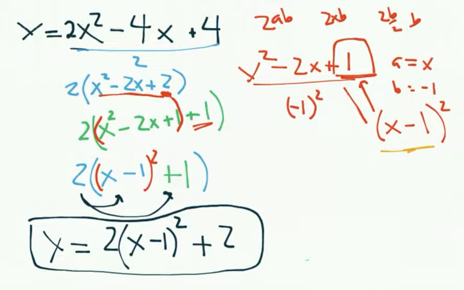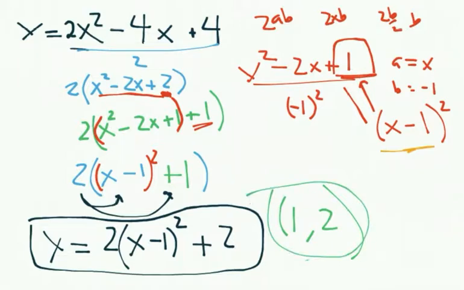And then to figure out what the vertex is, take the negative of this. So negative of negative 1 is just positive 1. And then just whatever's in here. So that's 2. And then that is the vertex for this parabola.